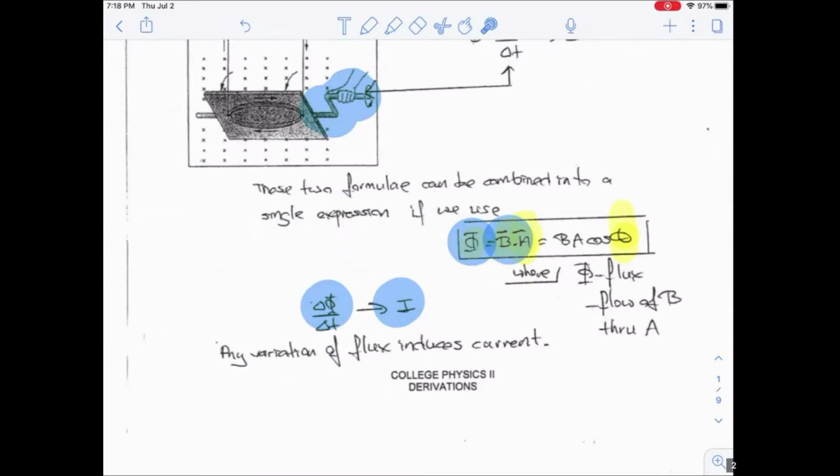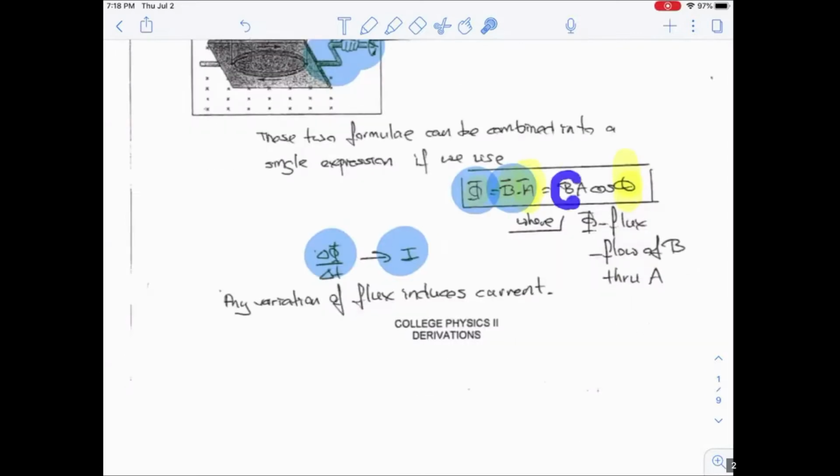Flux means flow, right? In this case, what's flowing is the magnetism through this area. So that's the amount of magnetism intercepted by the area of the loop. That's what it means. So that's the amount of magnetism that's going to flow through the area of the loop. So two concepts are combined into one. So what happens if you just vary the strength of the magnetic field inside this area? It's going to change the flux. So if you change the flux, any variation of flux is going to induce current.